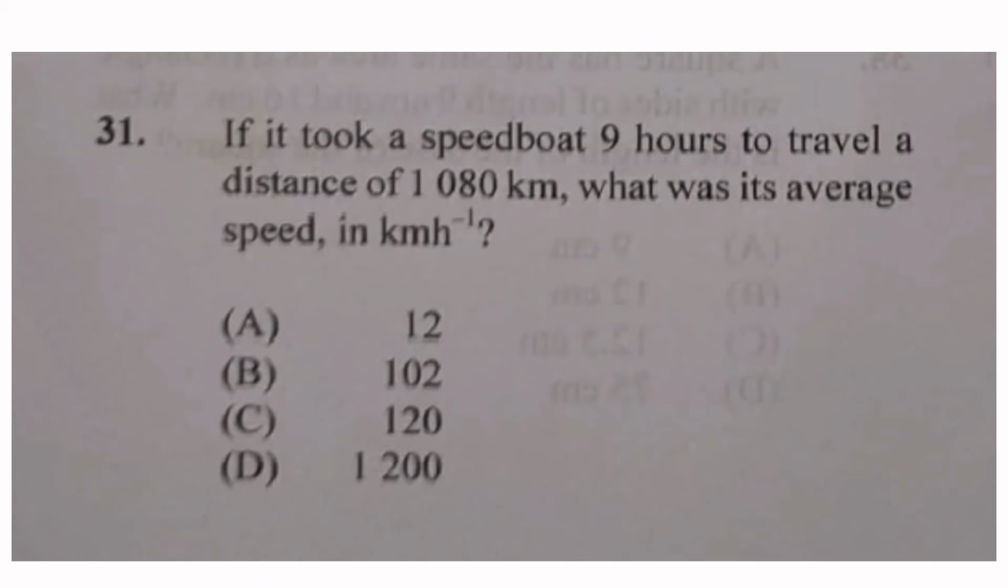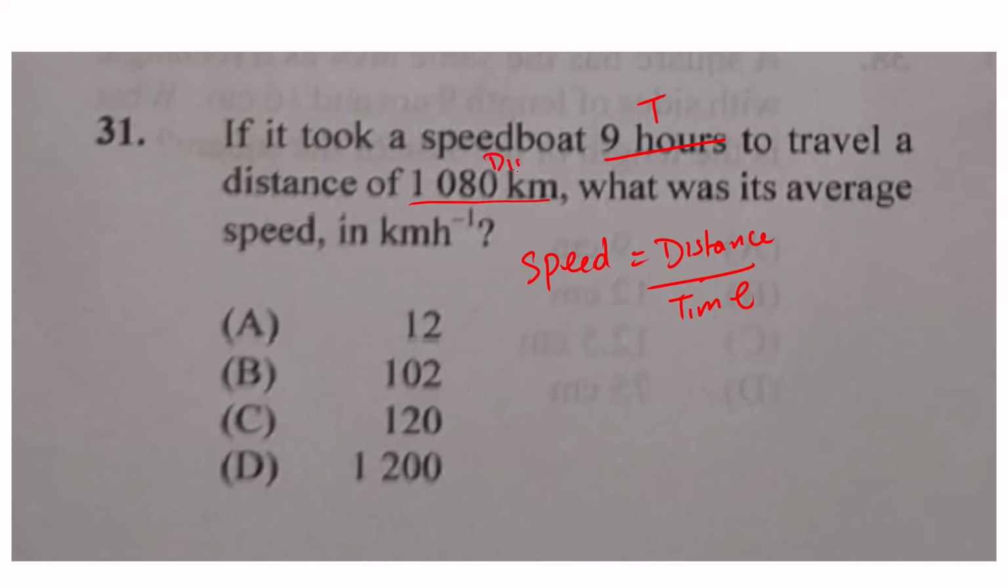Alright, 31, if it took a speedboat 9 hours to travel a distance of 1,080 kilometers, what was its average speed in kilometers per hour? So we know that speed is equal to distance over time. So we have the time, which is 9 hours, and the distance is in kilometers. So there's no conversion here.